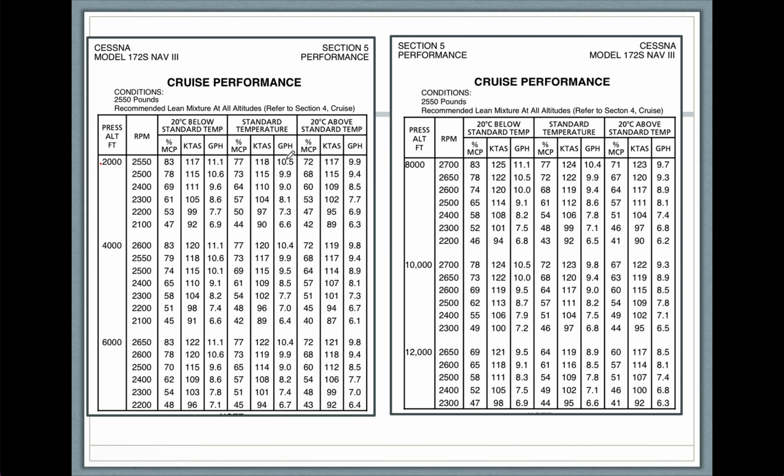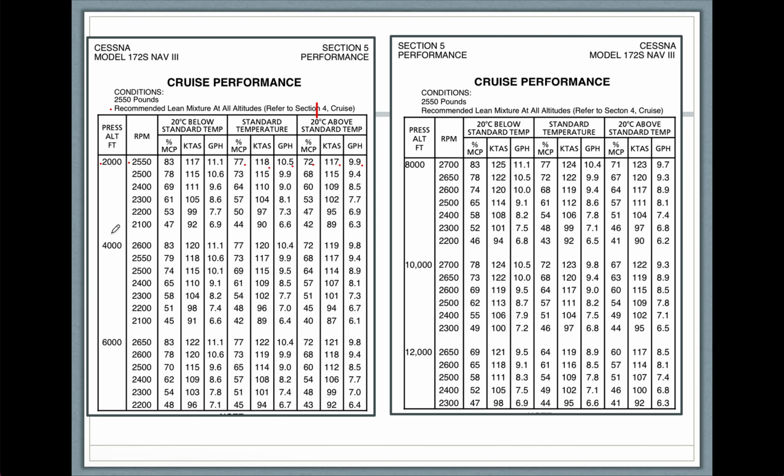And then at a higher temperature, all things being the same, if I'm still at 2,000 feet, and I set my RPM at 2,550, if it's 20 degrees above standard, I'm going to make less power than I did on a standard day because the air is less dense. I'm going to go slower, and I'm going to burn less fuel. That's because I'm so much more leaned out. The air is less dense, so I'm leaned out more because there's less air. That's what they mean by the recommended lean mixture here.